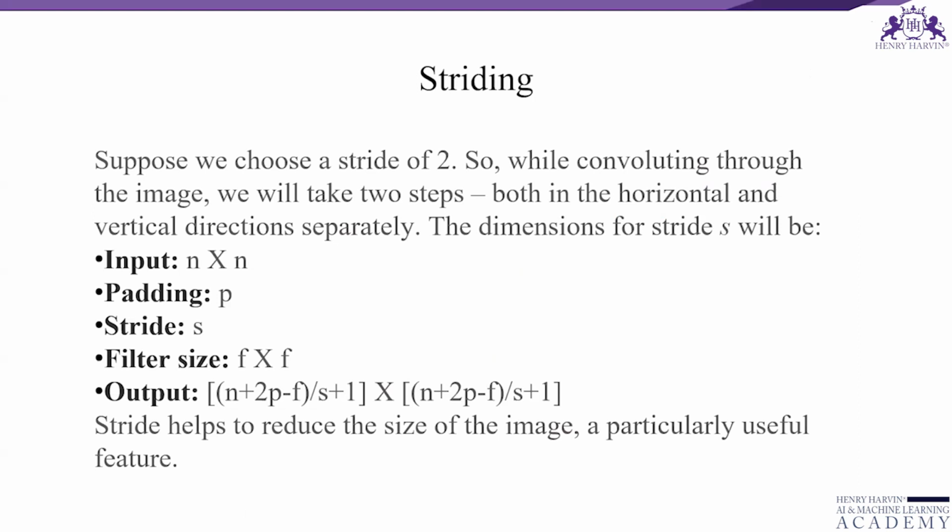Say we choose a stride of 2. What we have seen in the previous case was a stride of 1. Now if it is a stride of 2, while convolving the image, we will take 2 steps, both in the horizontal and vertical direction separately. The dimensions for stride s will be, for example, input is n cross n, padding is p, stride is s, filter size is f cross f, and then this will be the output formula.